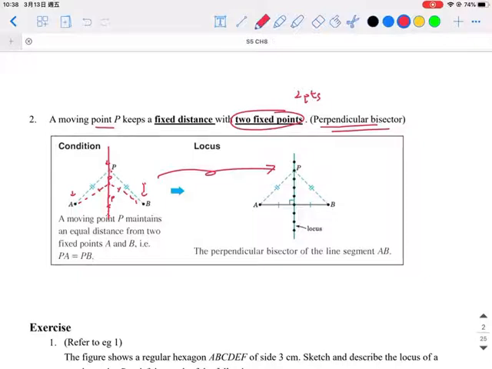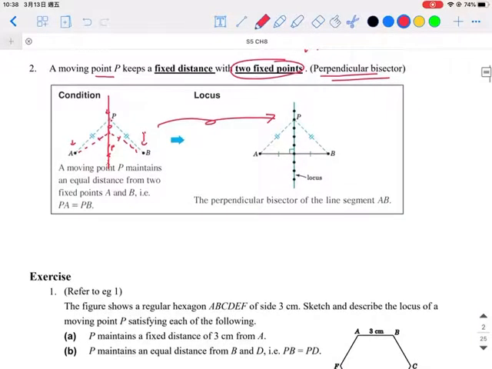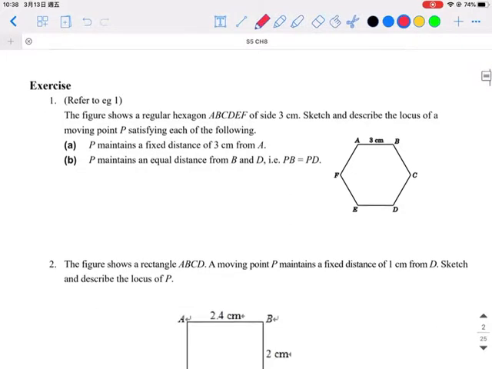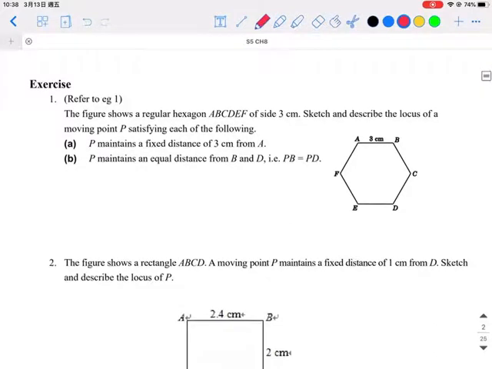So in this worksheet, you need to distinguish whether it keeps a fixed distance from 1 point or 2 points. For exercise 1, the figure shows a rectangular hexagon with side 3 cm. Now sketch, the keyword is sketch, you need to draw it and describe it. You need to write down some words to describe the locus.